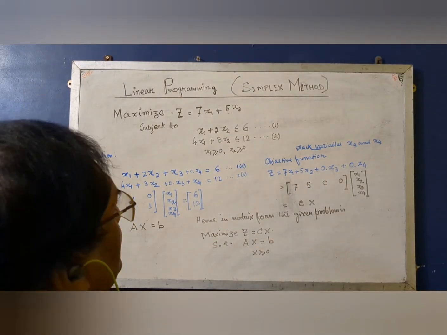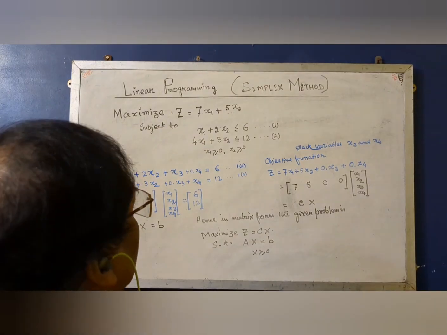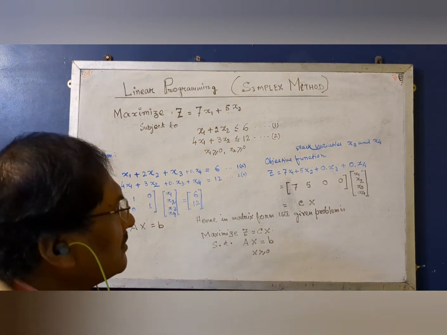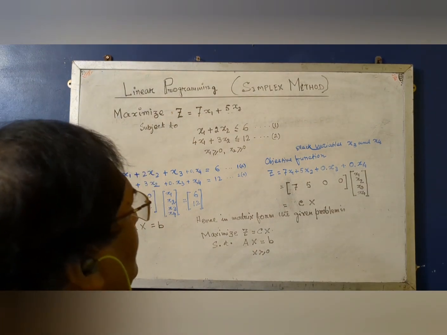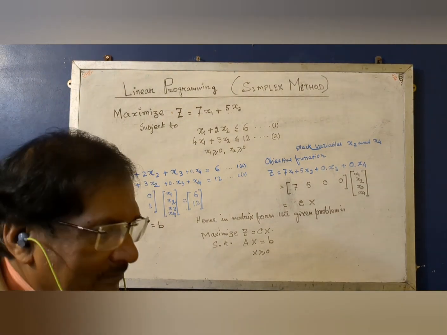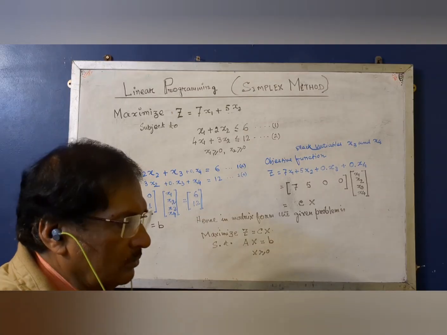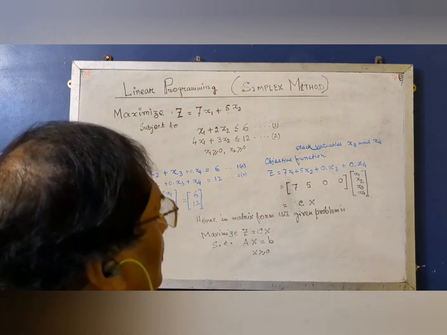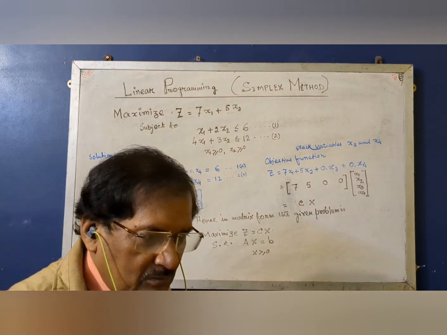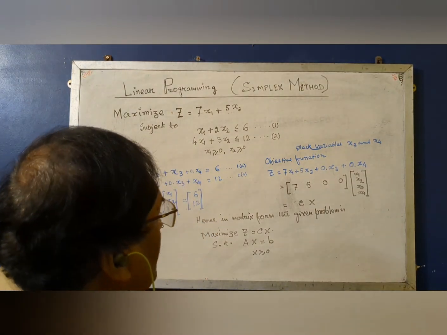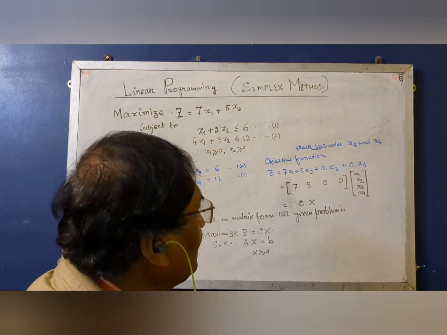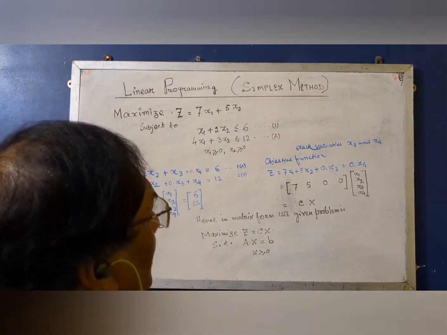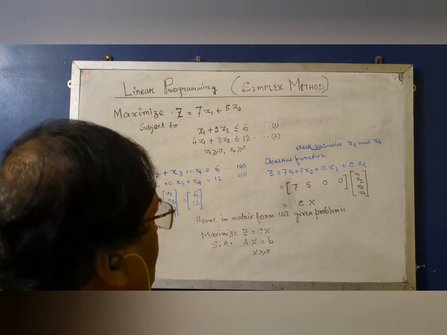Today I am going to discuss the simplex method for solving linear programming. The simplex method is an algebraic method. If the number of variables is 2, then it can be solved by the graphical method. But if the number of variables increases to more than 2, then it is very difficult to solve by the graphical method. That's why you should know how to solve by the algebraic method, or simplex method.